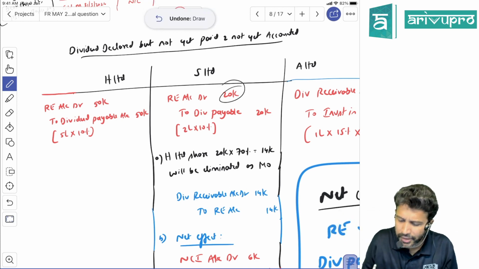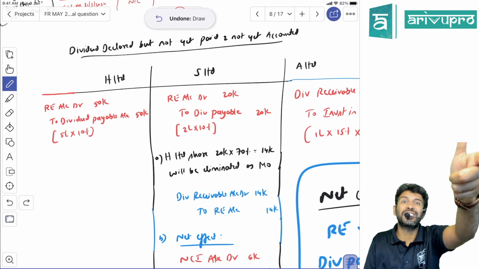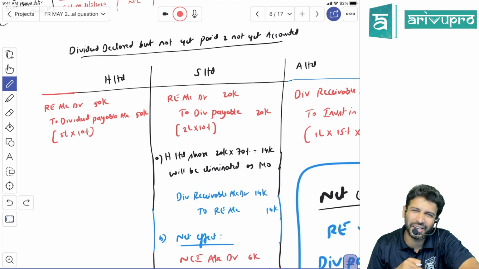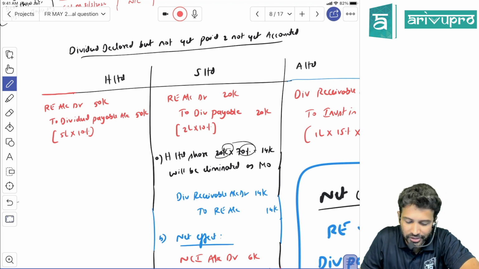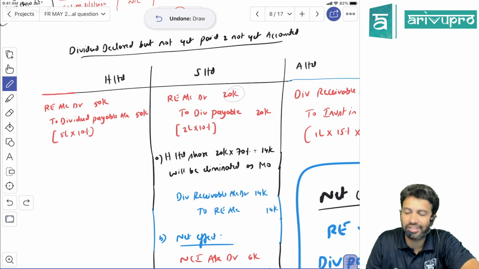No, so 20 debit, 14 credit. So effectively, net impact is what? 6,000. What is that 6,000? NCI share of dividend. Because if you do 20,000 ka 30%, NCI owns 30%. That will be how much? 6,000. So 20 debit, 14 credit is nothing but 6,000 debit.